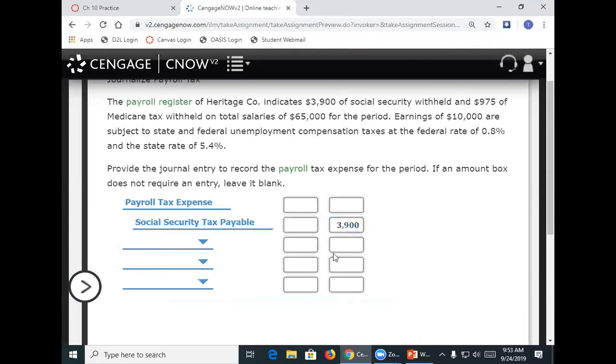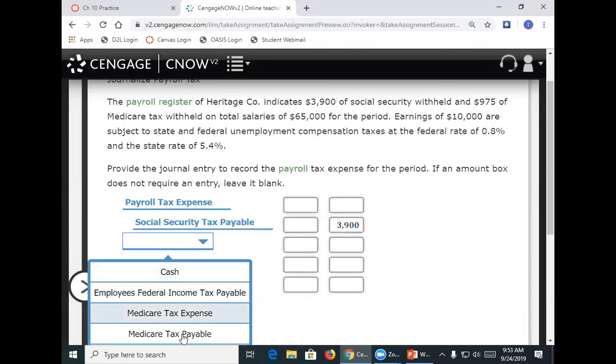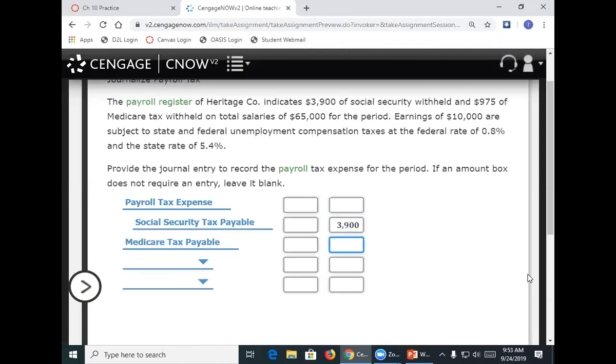And they gave us the Medicare amount too. So under Medicare tax payable, they told us it was $975. So Medicare tax payable is $975. These are the same amounts that were withheld from the employees' paychecks. They are all paying the same Social Security and Medicare.